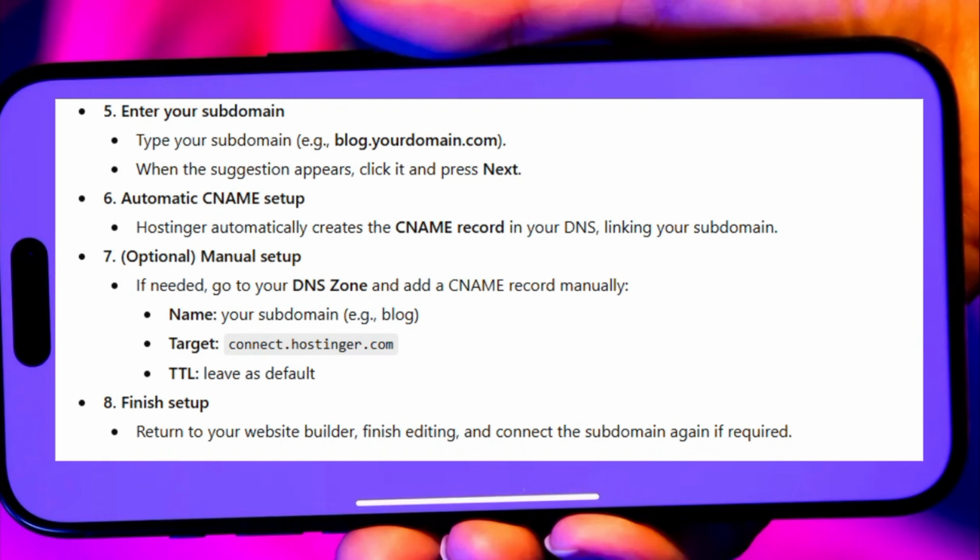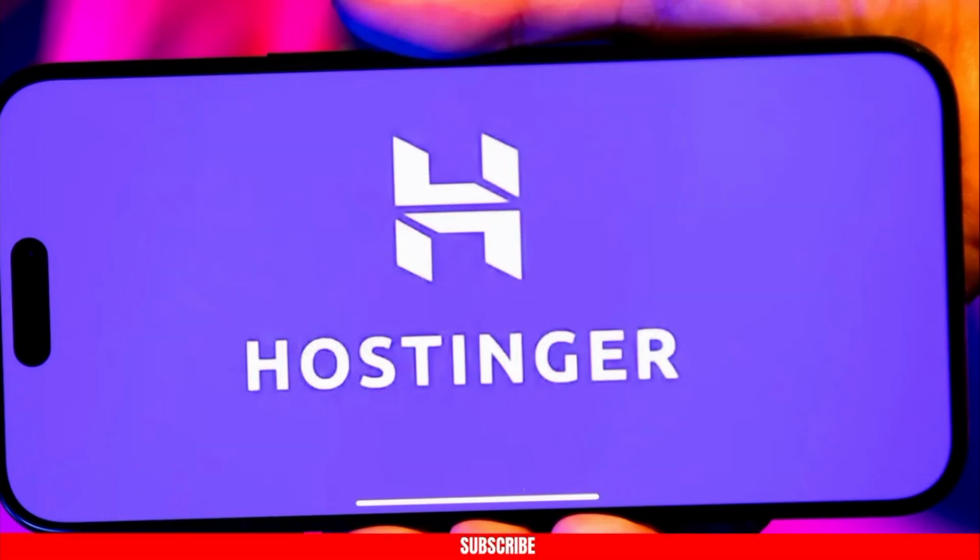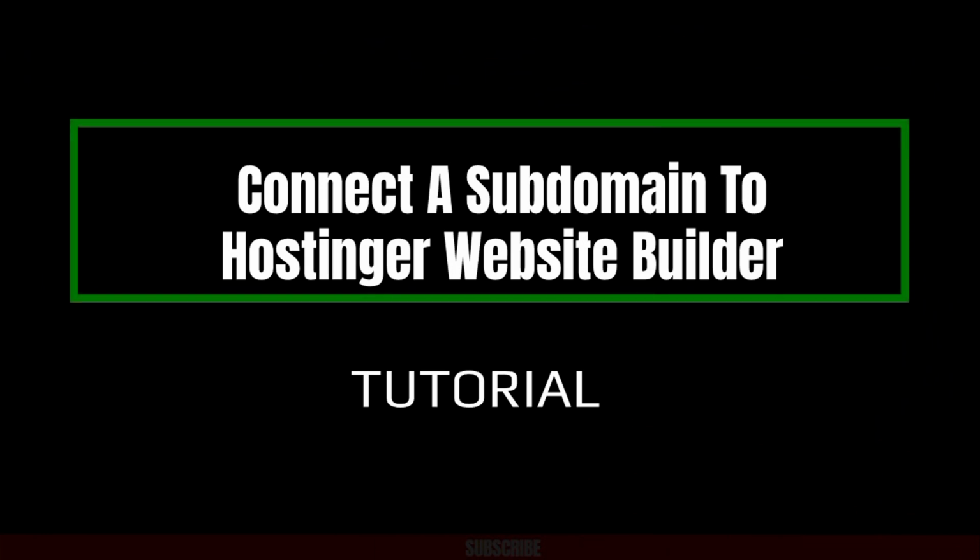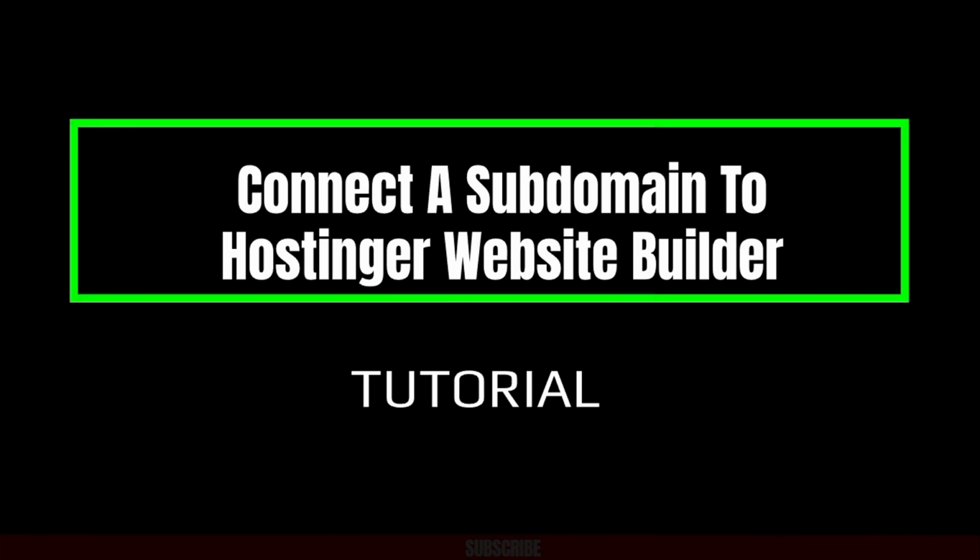If needed, go to your DNS zone and add a CNAME record manually. Just add your name, target and details. Then finish setup, return to your website builder, finish editing and connect the subdomain again if required. And that's how you will be able to connect a subdomain to Hostinger Website Builder.